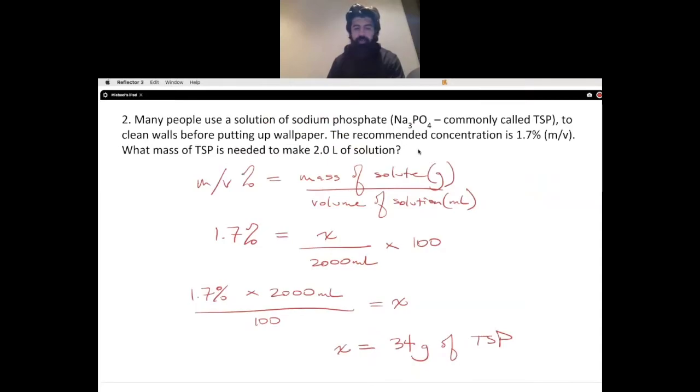So in the next sample problem here, it's asking us for our mass volume again. If you read the question, it tells us our mass volume percent. It's asking us for how much solute is in 2,000 milliliters. But notice that the question gave it to us in liters. This is the only time, I repeat, this is the only time that units must be in milliliters. Typically, we use liters for volume.